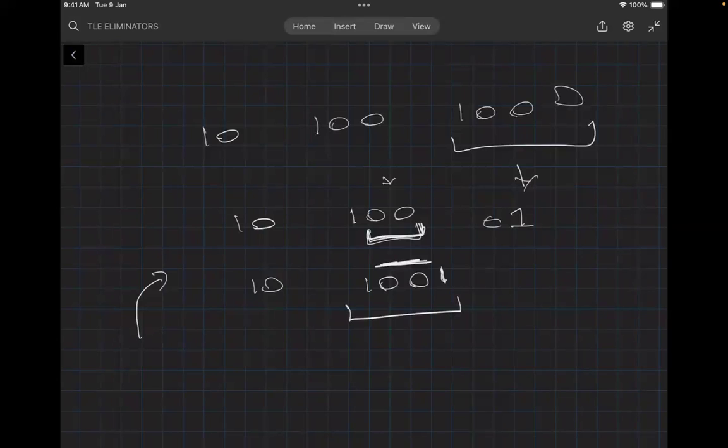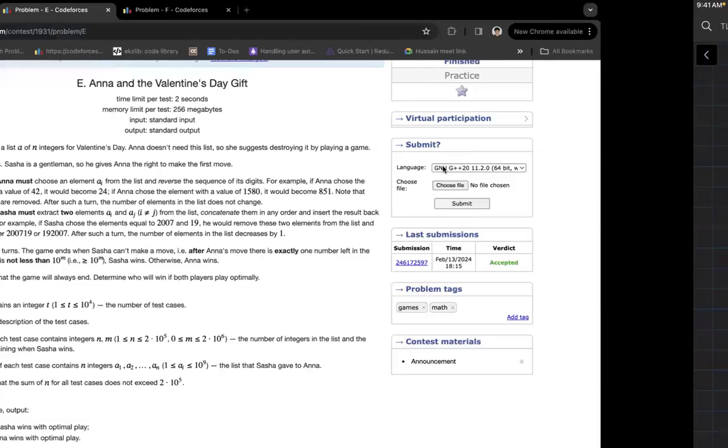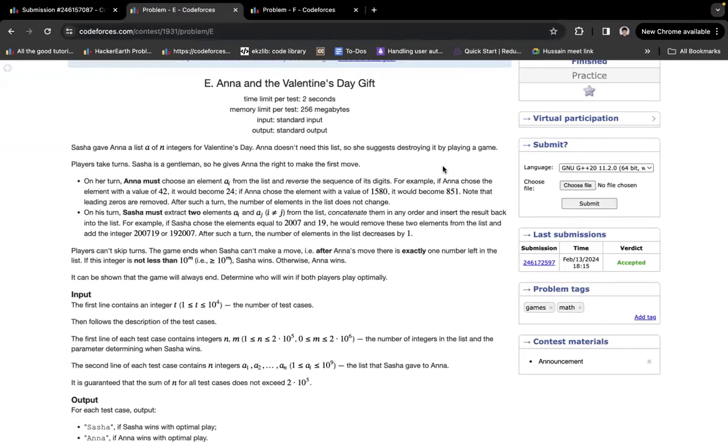So what will Anna do now? She will take this element and make it 1. And then in the end, there are only 2 elements left. So Sasha will just do this. And this is the final answer. Is Sasha's strategy clear, guys? Tell me. Is Sasha's strategy clear?